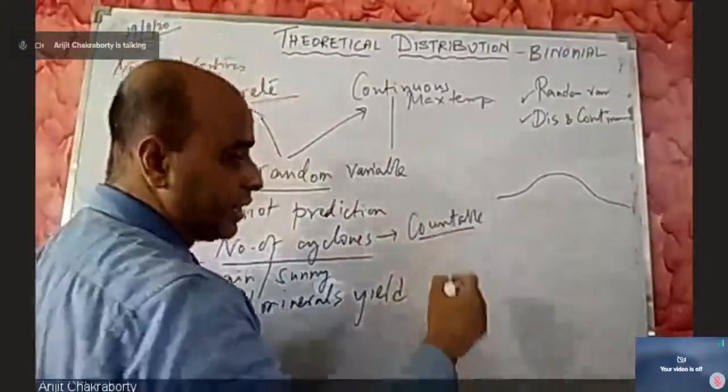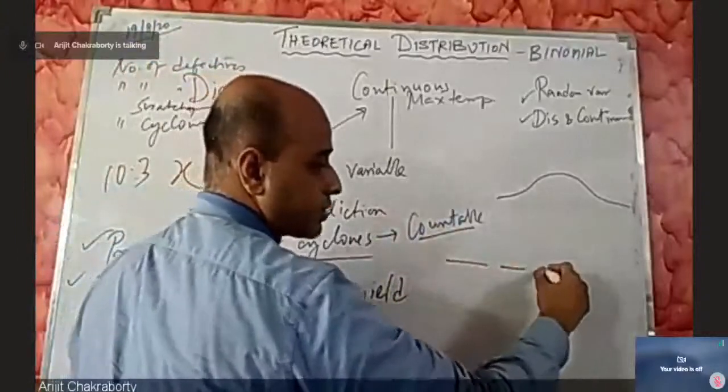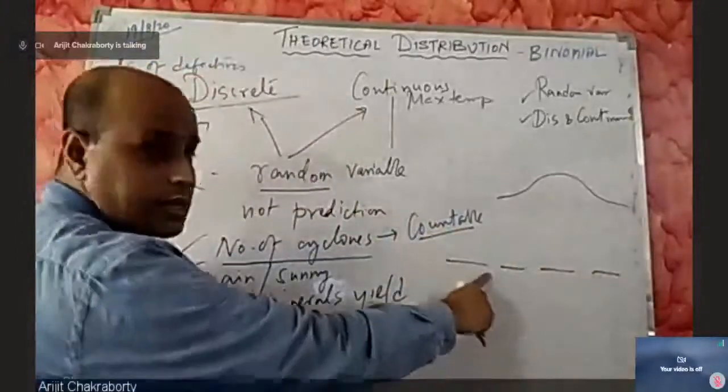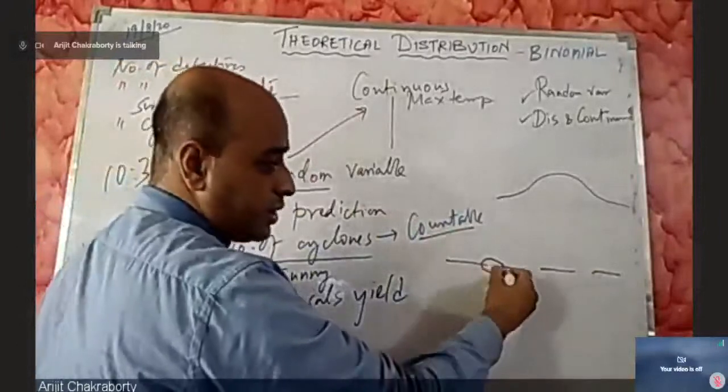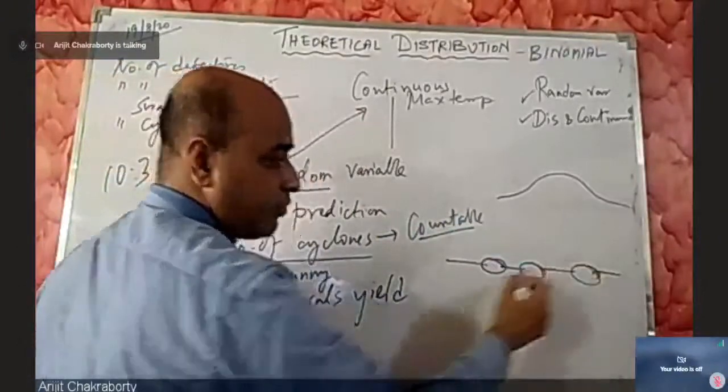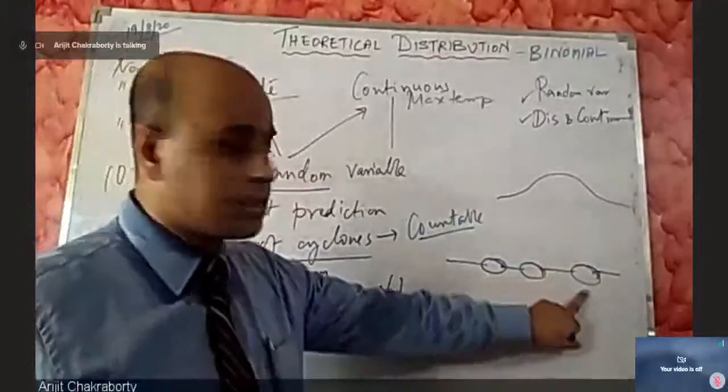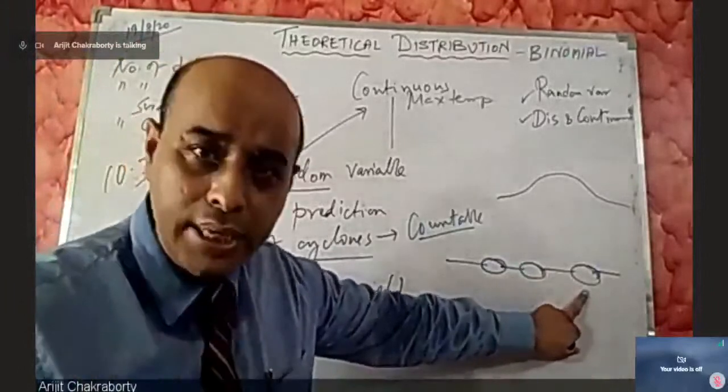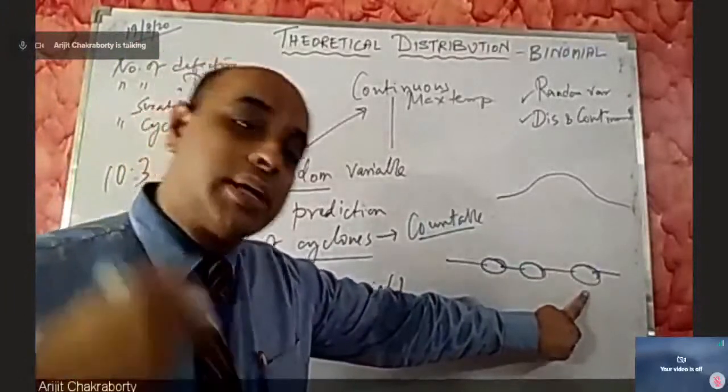But in case of discrete, yes, it will have breaks. It will have breaks. So this is a discrete variable graph where these circles represent the values which the discrete variable cannot get.